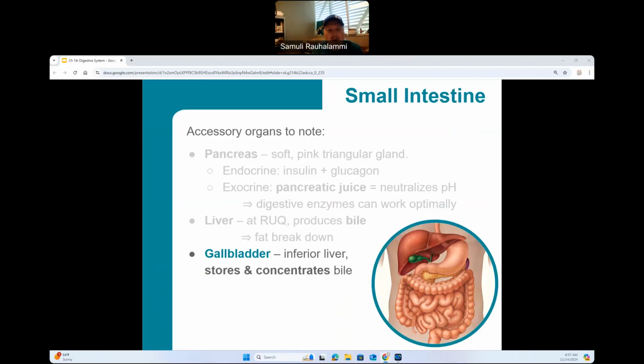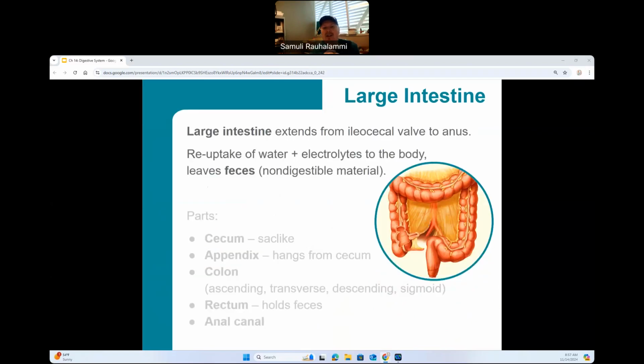Let's have a look. Next is the large intestine. The large intestine is not as long as the small intestine, but larger, I guess, in the sense that when it comes to the diameter of this portion. It runs from the junction with the small intestine, the ileocecal opening at the right lower quadrant of the abdominal cavity, all the way to the anus, the opening to the external world.